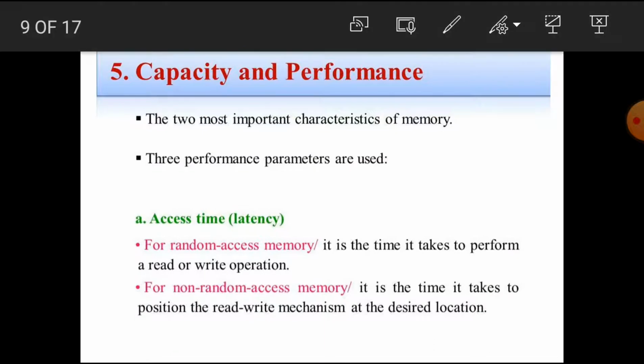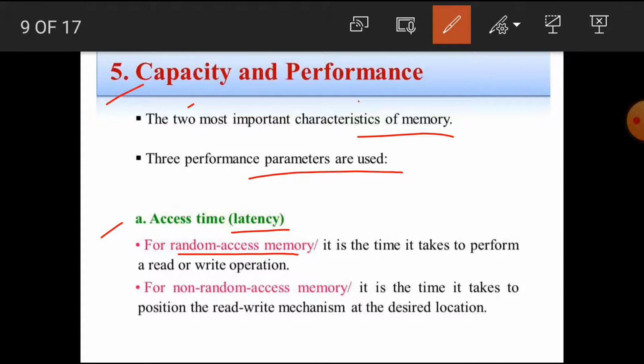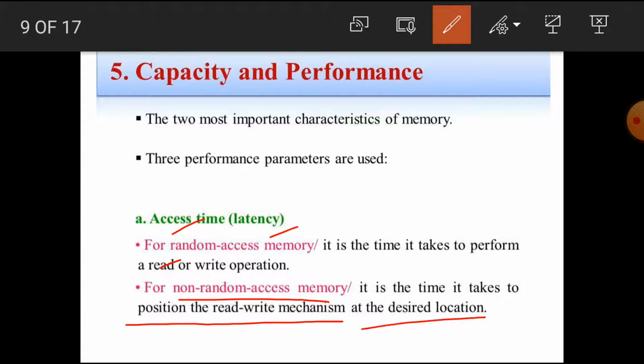Now the next parameter is capacity and performance. The two most important characteristics of memory are capacity and performance. Three performance parameters are used. First one is access time or latency. For random access memory or RAM, it is the time it takes to perform a read or write operation. And for non-random access memories, it is the time it takes to position the read-write mechanism at the desired location.